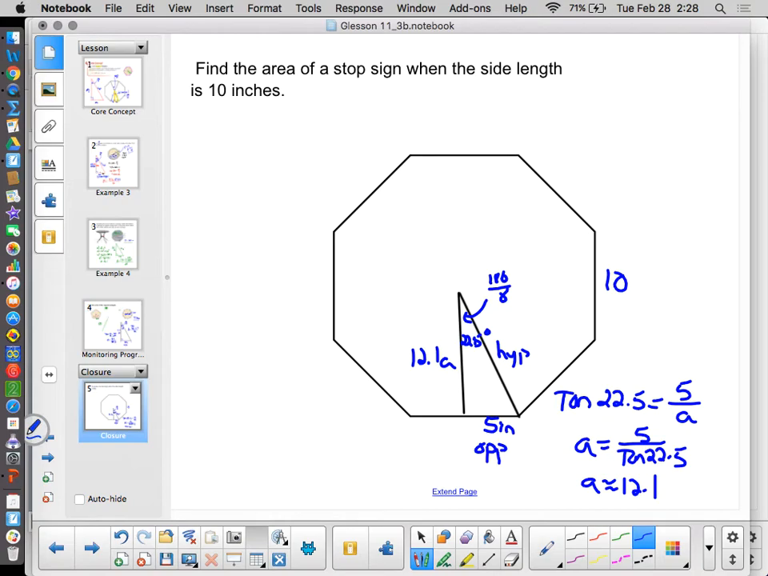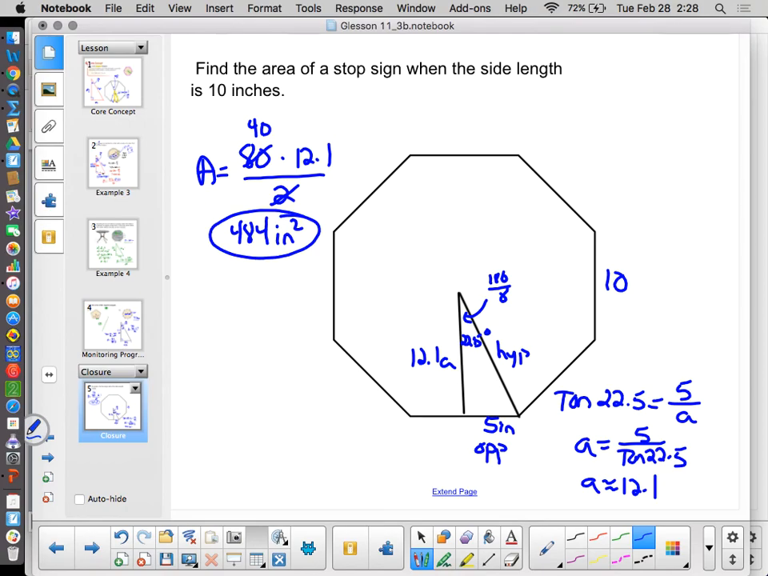So now I got my area is the perimeter. Each side is 10, so my perimeter is 80, times the apothem divided by 2. And again, since it's such a nice number, I'm going to simplify that. So 40 times 12.1 is 484 square inches. In a stop sign there, each side is 10 inches long.